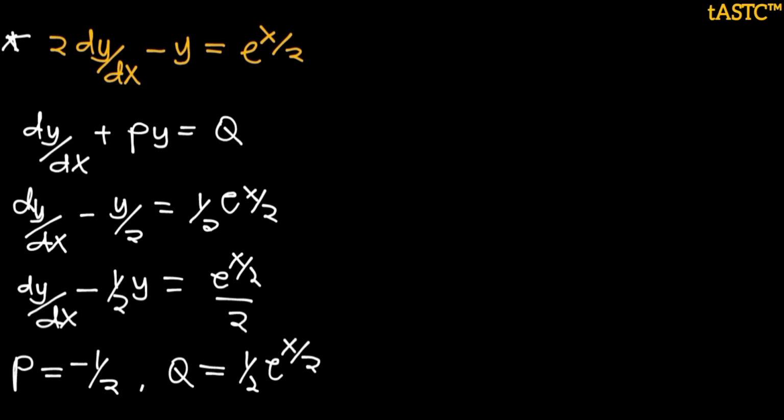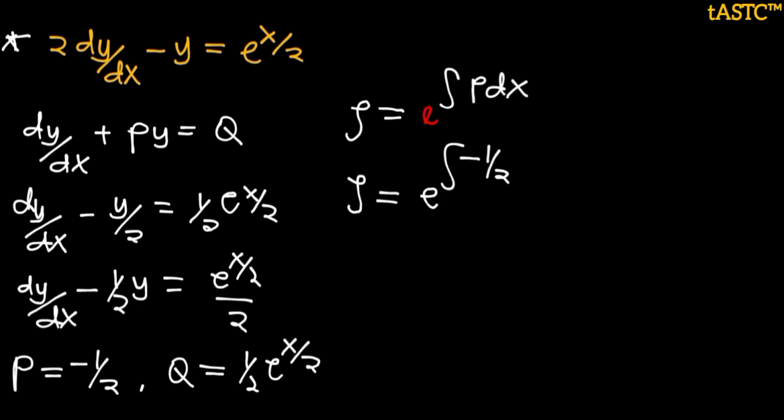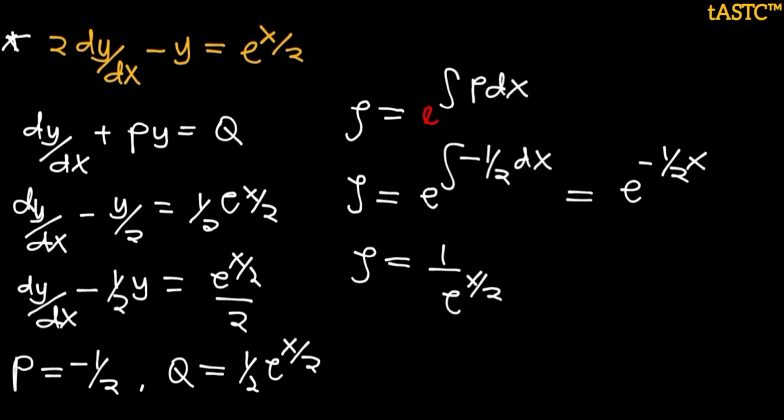Next up, we're going to find out what the integrating factor should be. So the integrating factor must be equal to e raised to the power of integral p dx, right? So this is e raised to the power of integral negative 1 over 2 dx. So this is going to give us e to the negative half x, basically. And that is what we have. If you don't want to write it that way, you could also write it this way. That should give you 1 divided by e raised to the power of x divided by 2.